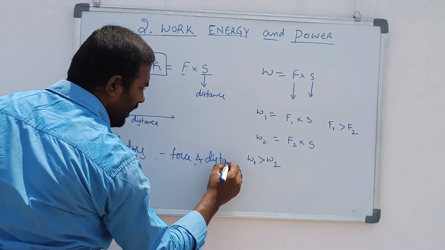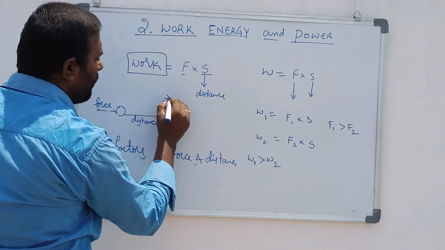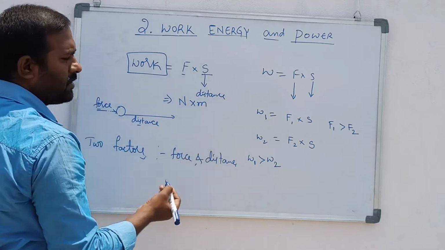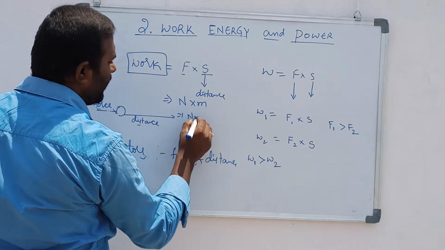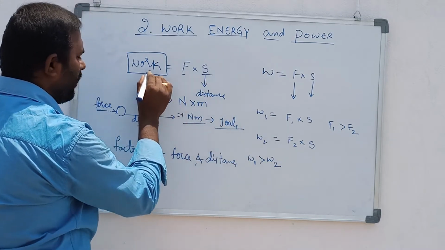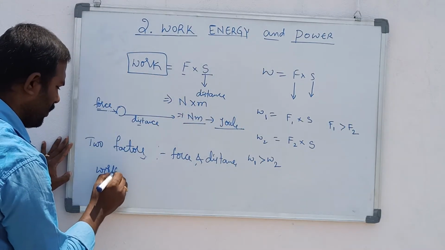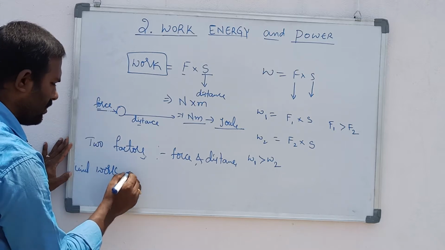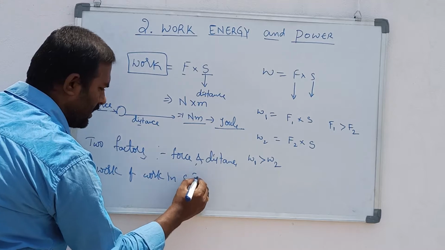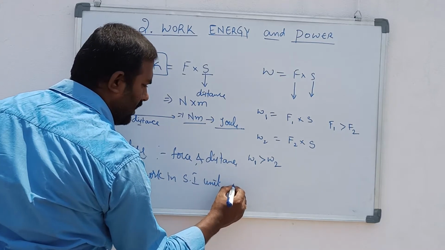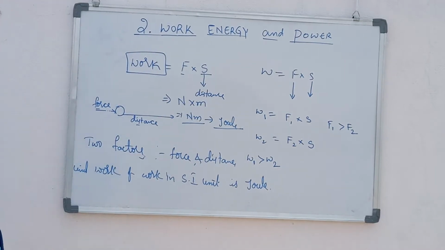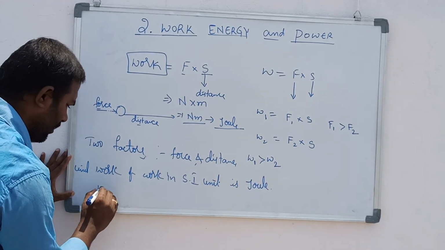Now force is measured in newtons and distance is measured in meters. Newton meter, we can take it as a joule. So the units of work: the SI unit of work is joule. Work is a scalar quantity.